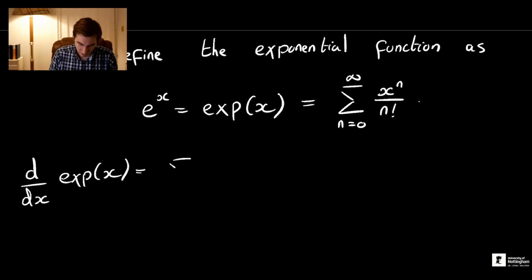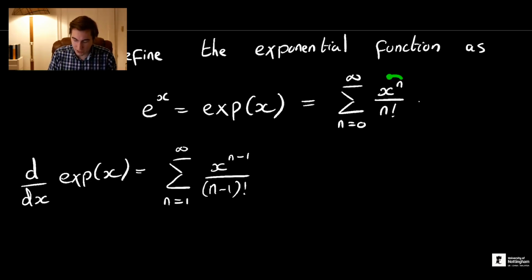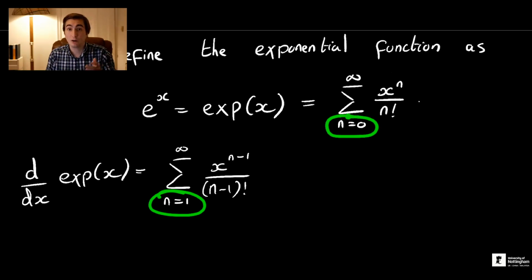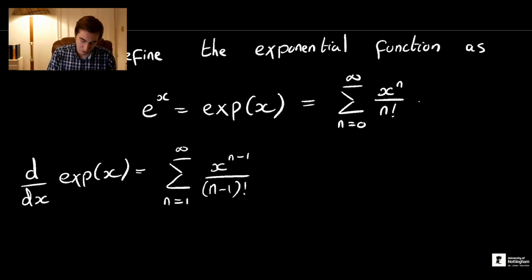And I can check rather simply that d by dx of e to the x is simply going to be the sum from n equals 1 to infinity of x to the n minus 1 over n minus 1 all factorial, right? And that follows because when I differentiate x to the n, I bring down this factor of n, which is going to cancel with one of these n's from my n factorial. So that's just going to leave an n minus 1 factorial on the bottom. And I decrease the power because I've differentiated it. And why am I starting at 1 here? Because the first value was the number 1, and when I differentiate a constant, that's equal to 0.